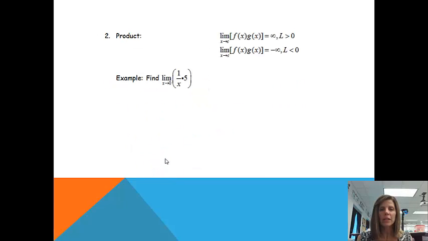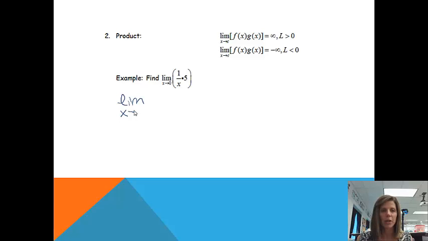All right, let's look at the product rule. This time I do have some properties listed up here, but again, I'd like to show you what happens. All right, if we look at this example, find the limit as x approaches 0 of 1 over x times 5. Again, this would be an extremely easy problem to do if I was able to use my calculator. But since I'm not, again, I'm going to rely back on those properties that we learned at the beginning of this chapter. And since there's a times sign, I can actually find the limit of each one separately and then multiply them together.